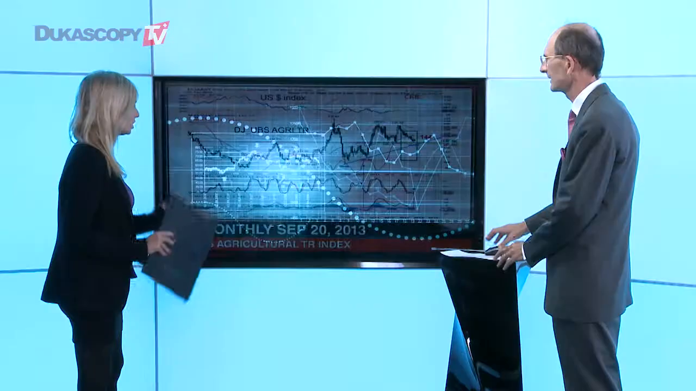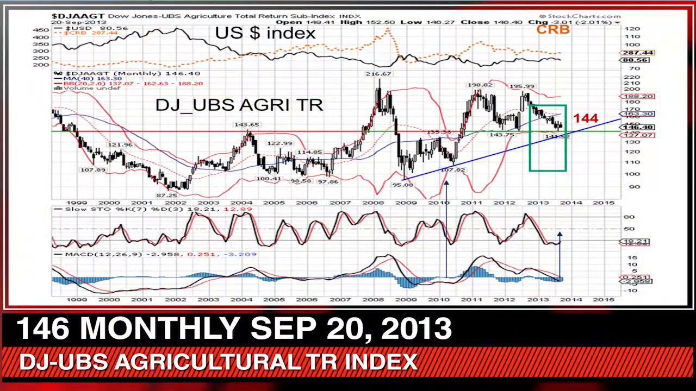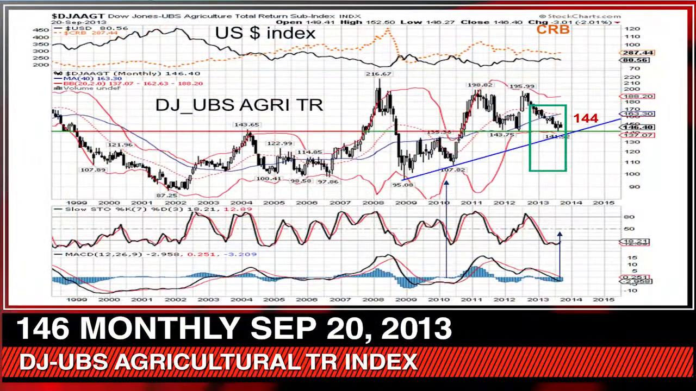So first of all, what chart would you like to start off with? Well, let's review a chart from a month ago about agriculturals first. We have a few different pieces of information. On the top part of the chart, the black line is the US dollar index, and the orange line is the CRB, which is a composite index of all commodities. On the lower part, we have the US agricultural total return index.